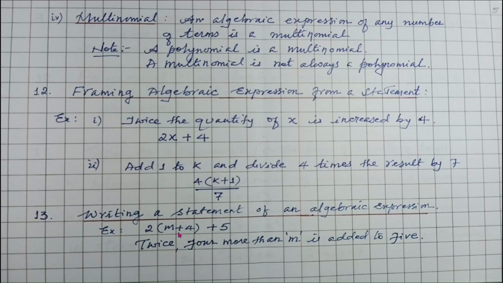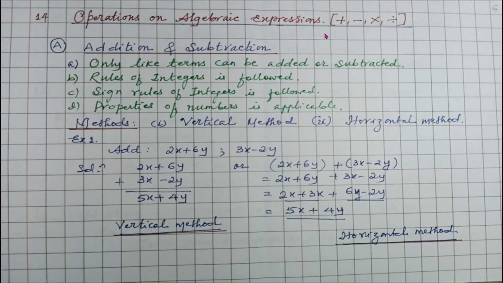Now if you are given an algebraic expression, then how to write a statement. This is writing a statement of an algebraic expression. Now here 2 in the bracket m plus 4 plus 5 is the algebraic expression. The statement would be twice 4 more than m. See here, m plus 4 is 4 more than m, and twice that is added to 5. So twice 4 more than m is added to 5 is the statement of this algebraic expression. So we have to know how to write an algebraic expression of a statement, or an algebraic expression into a statement.